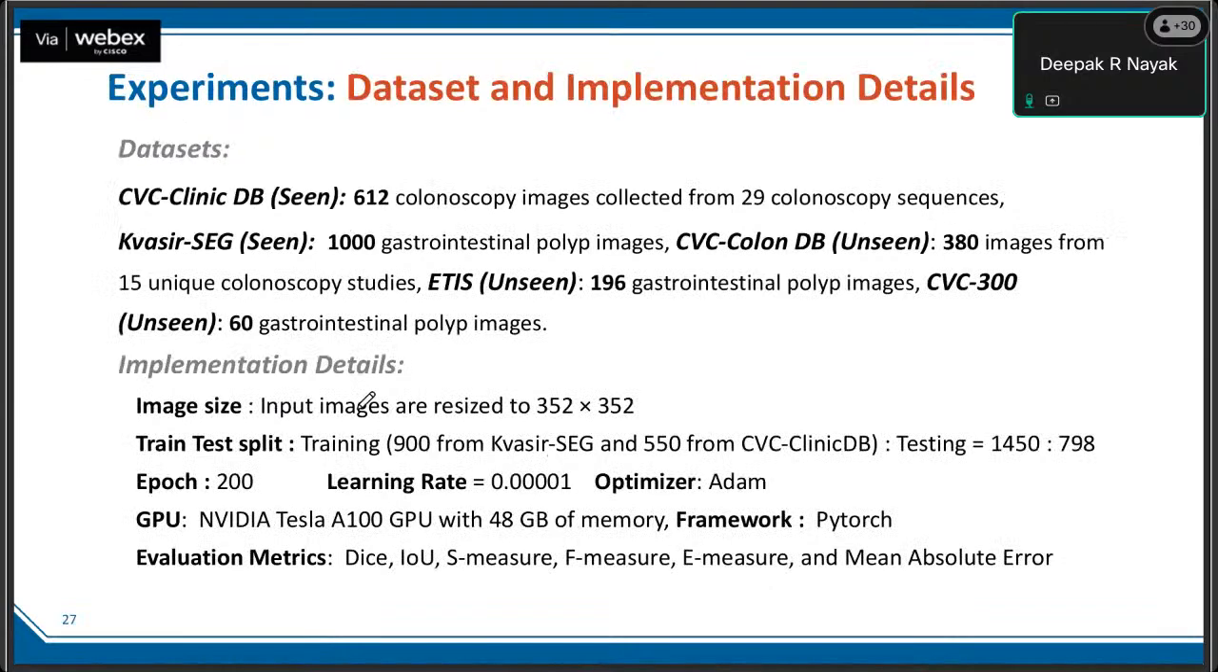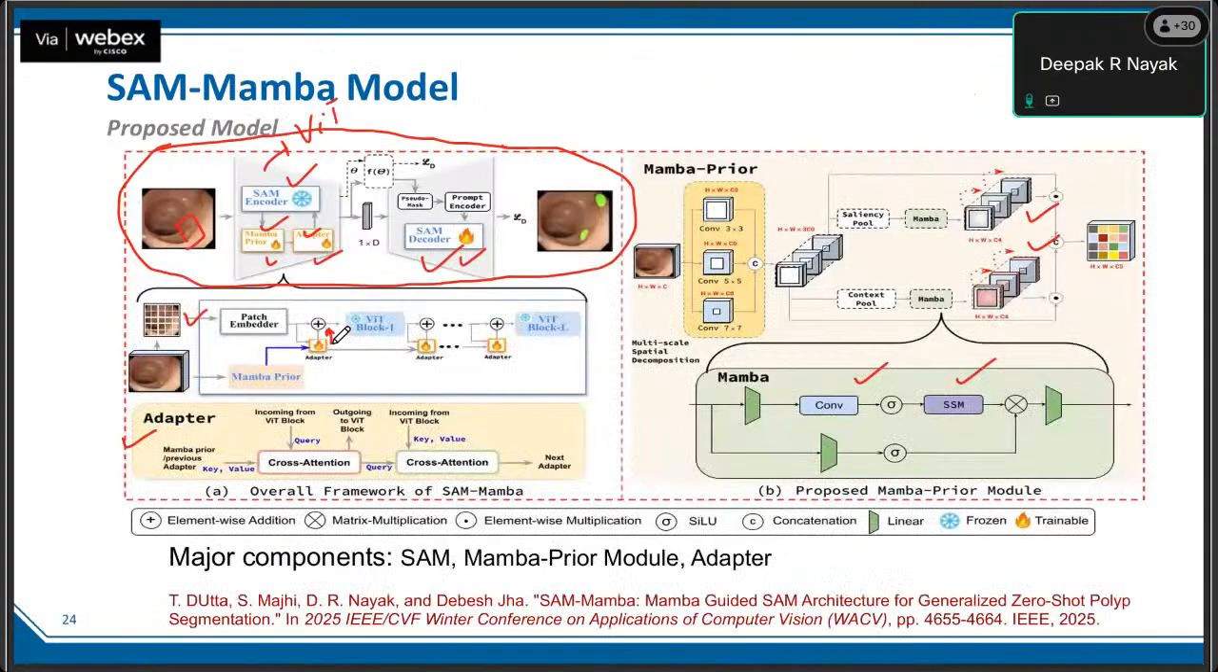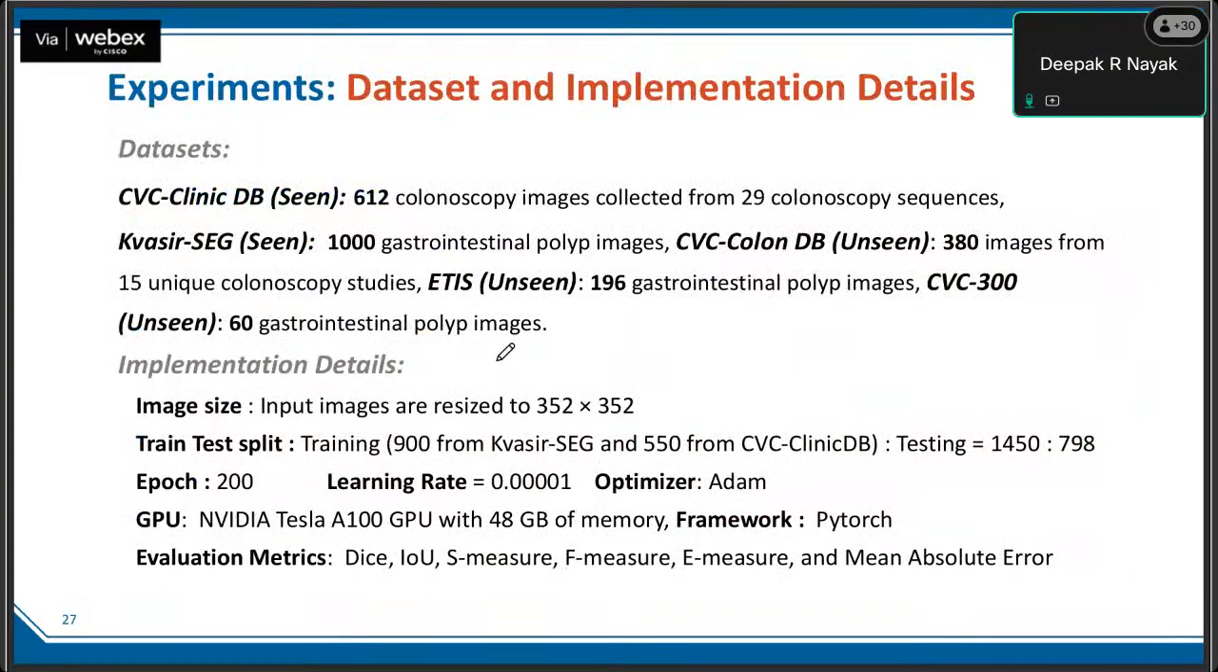To validate this approach, because SAM is very good at performing on seen data, we have used 5 different datasets to verify the effectiveness of the proposed SAM Mamba model. The datasets CVC Clinic DB and Kvasir-SEG are used for training the model. A set of images from CVC Clinic DB and a set of images from Kvasir-SEG have been taken together to train the model, and then we tested on the rest of the images from these 2 datasets.